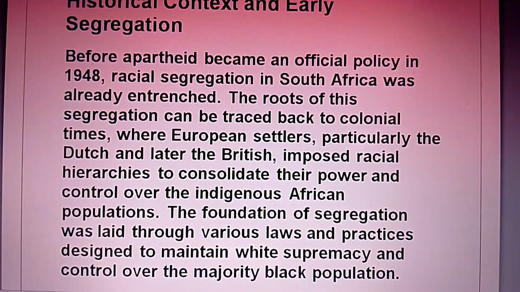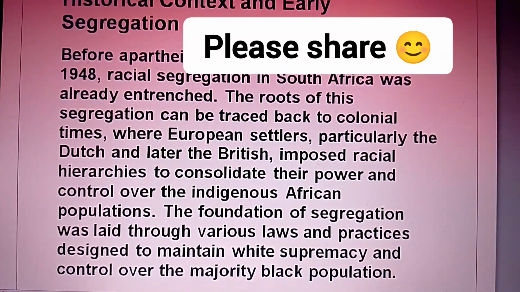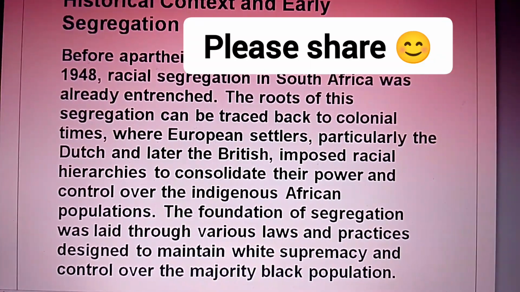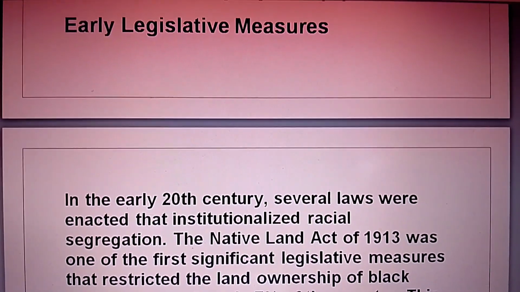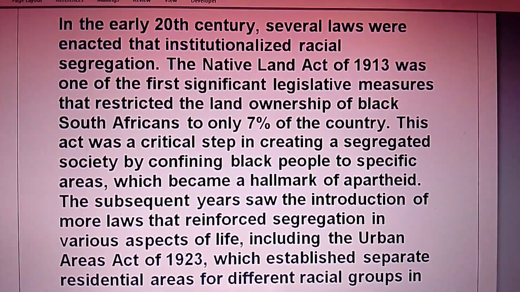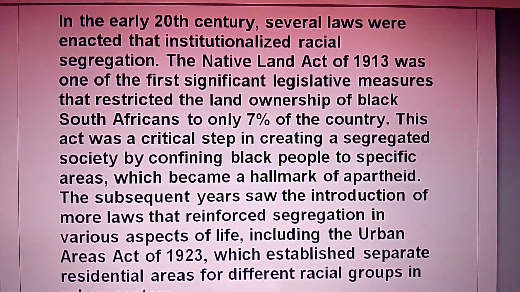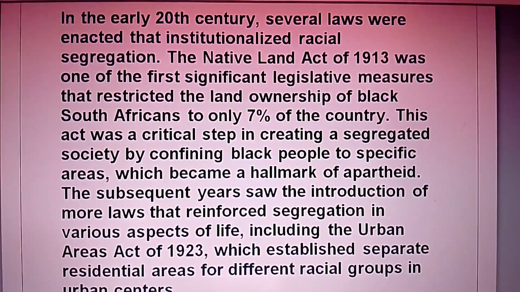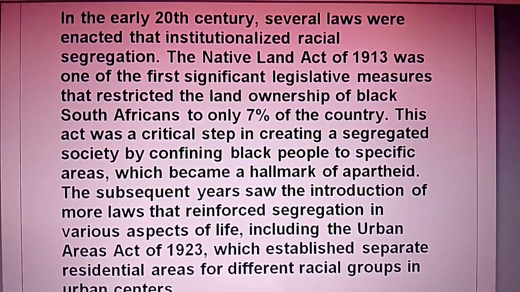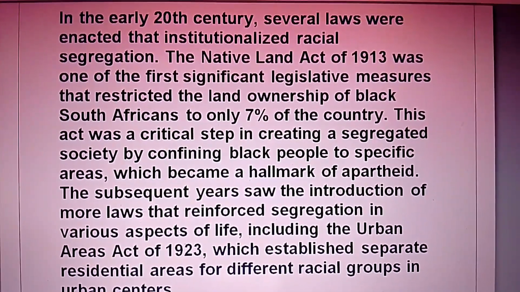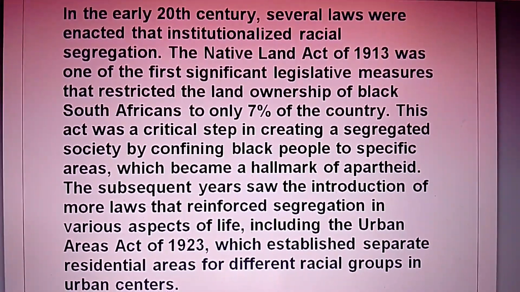The foundation of segregation was laid through various laws and practices designed to maintain white supremacy and control over the majority black population. Early legislative measures. In the early 20th century, several laws were enacted that institutionalized racial segregation. The Native Land Act of 1913 was one of the first significant legislative measures that restricted the land ownership of black South Africans to only 7% of the country.